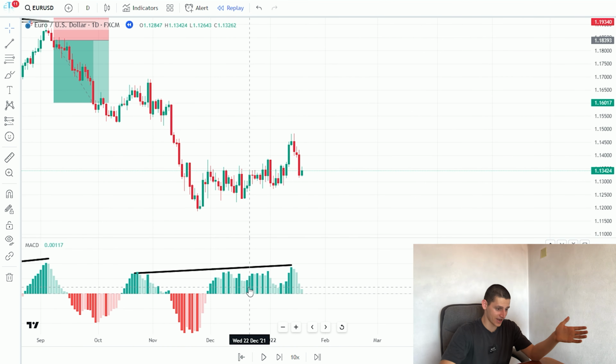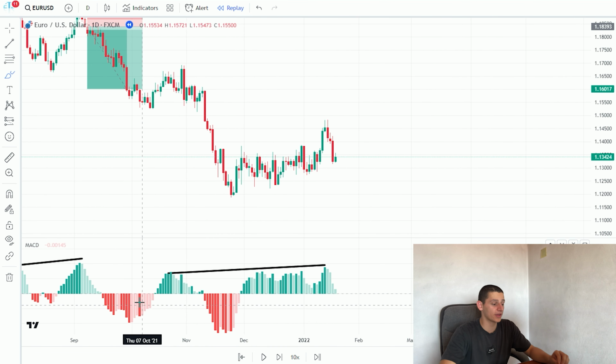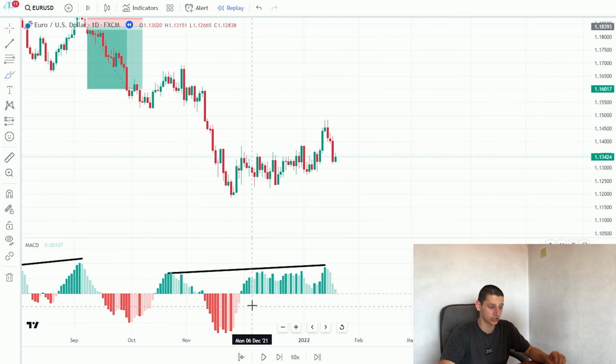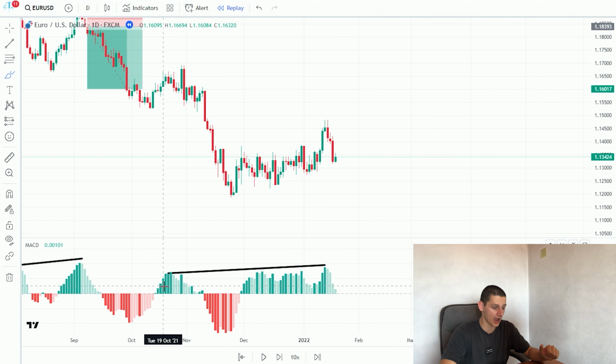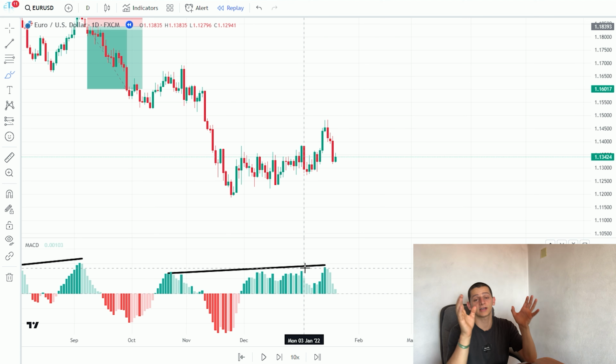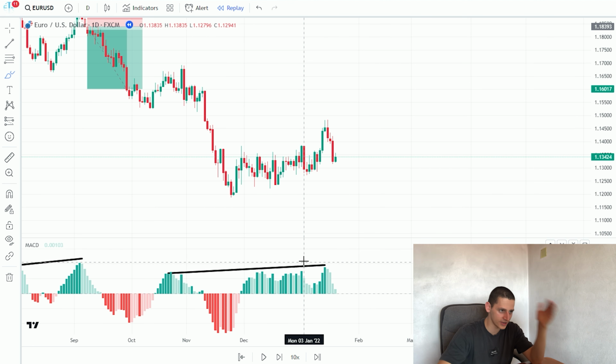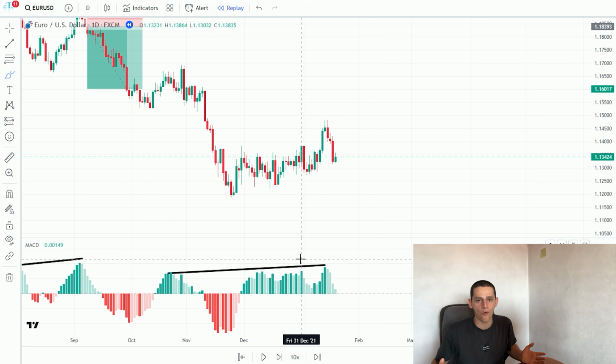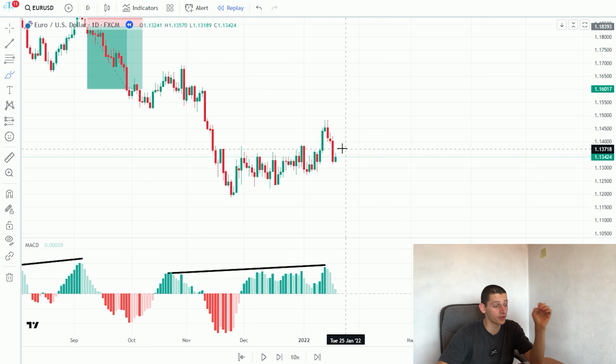Here's the second trade. We see that on the MACD we have a hidden bearish divergence from this high to this high. Notice how if you didn't know about this hidden bearish divergence, you wouldn't have seen it at all, and you would have entered much later, not almost at the very top.